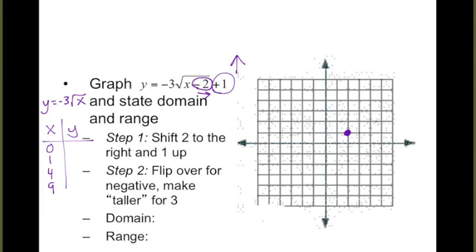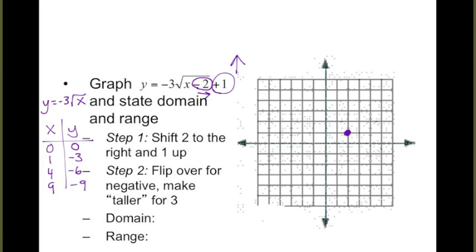So if I plug in 0, square root of 0 is 0, times -3 is still 0. If I plug in 1, square root of 1 is 1, times -3 is -3. Square root of 4 is 2, times -3 is -6. Square root of 9 is 3, times -3 is -9.